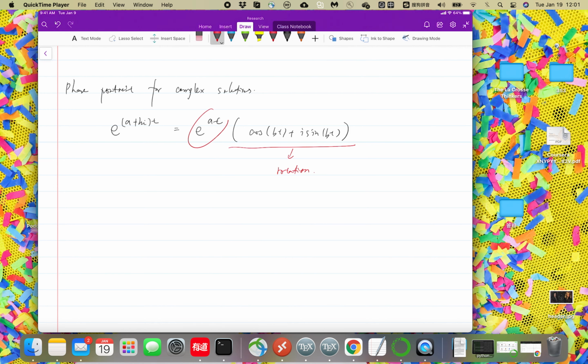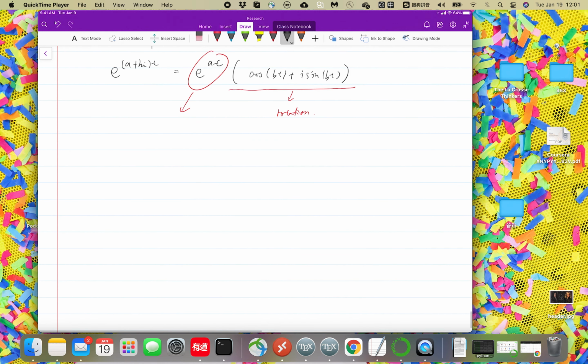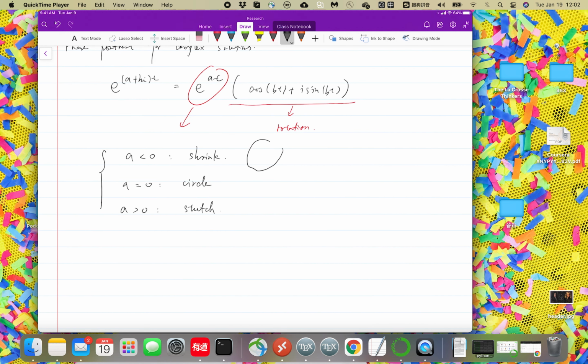However, this part is the major part, so we are going to write it down. When a is less than 0, e to the negative 2t: when t goes up, this one goes down, the whole thing shrinks. When a equals 0, this one stays the same, so you have a circle. When a is bigger than 0, this one stretches. And you can easily draw what's going to happen. If you rotate and shrink, you are going to have a spiral, and you are going to have a spiral sink, because eventually everything just gets closer and closer to 0, 0.